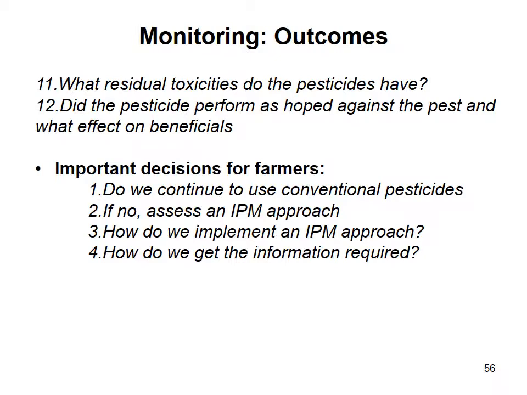Choosing the pesticide with the least residual activity allows the beneficials to reinvade more quickly. So try to get information on what residual toxicities the pesticides have. Finally, did the pesticide perform as hoped against the pest, and what was the effect on the beneficials? So important decisions for farmers to make. Do we continue to use conventional pesticides? If no, assess an IPM approach. How do we implement an IPM approach, and how do we get the information required?